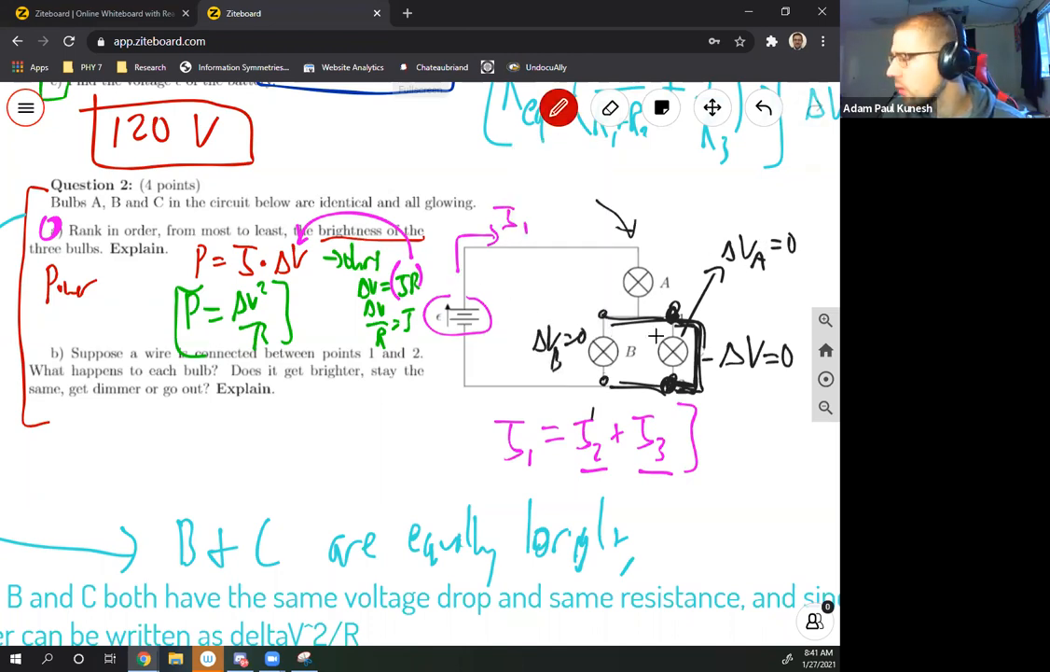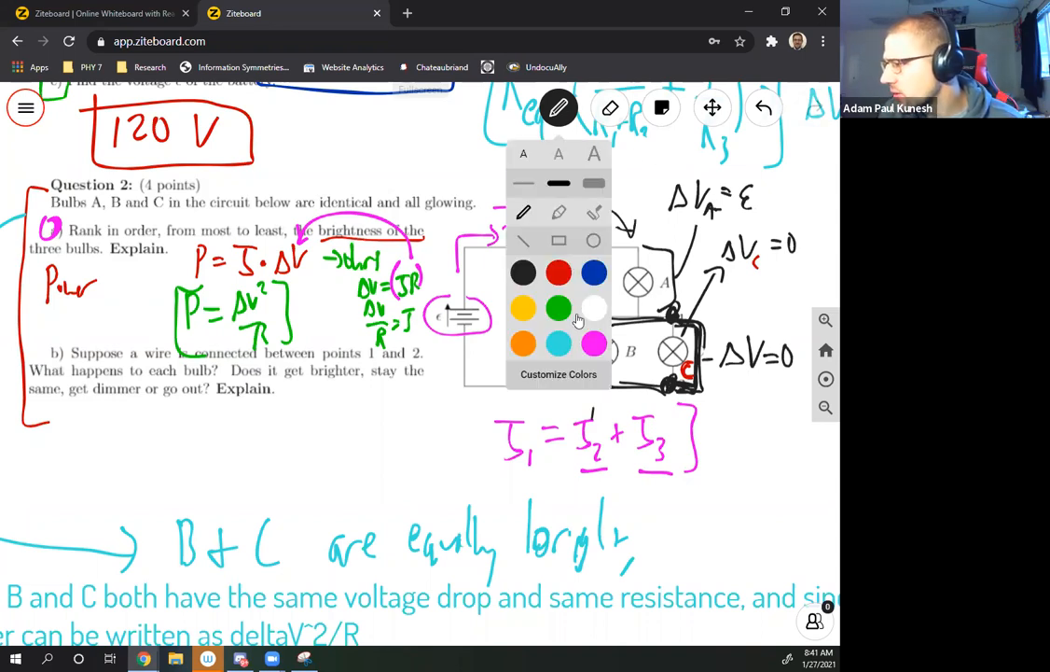Finally, or sorry, that's not A, that's C, my fault. Verbal typo. The voltage across C is 0. Okay, finally we have A. So A now absorbs the entire battery voltage. Delta V A is the battery voltage. Why is that?